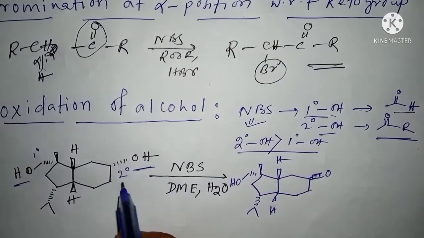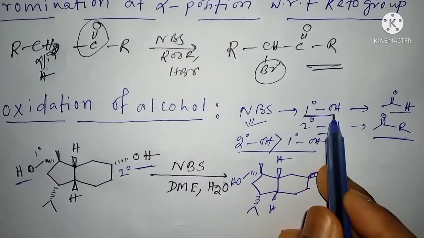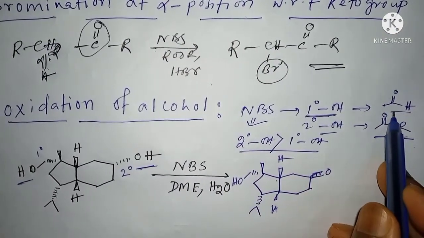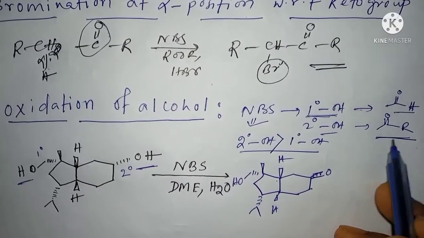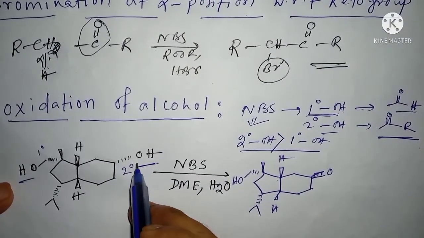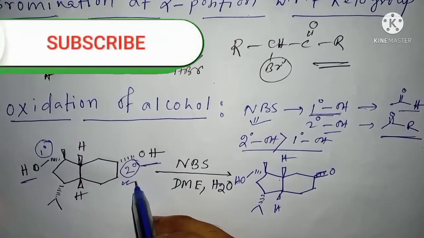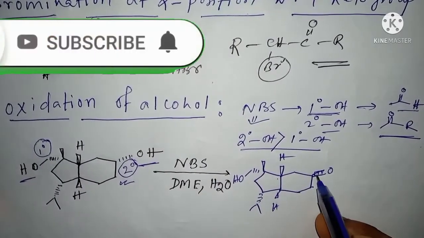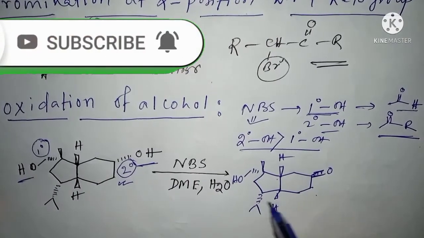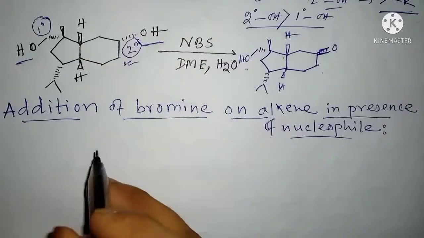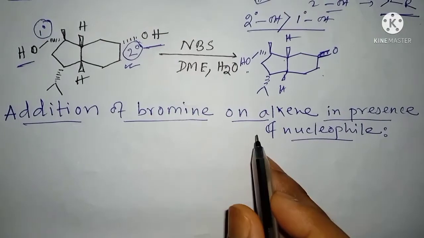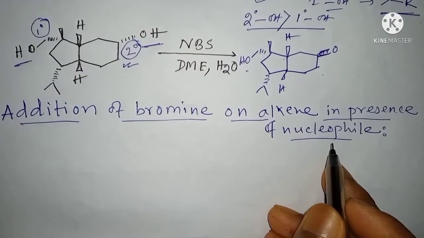So remember this thing. First we check the 1 degree alcohol: 1 degree alcohol gives an aldehyde, 2 degree alcohol gives a keto. But when both 2 degree and 1 degree alcohol are present, the 2 degree is oxidized first, giving the keto, and the 1 degree remains unchanged. Now next I discuss addition of bromine on alkene in presence of a nucleophile.